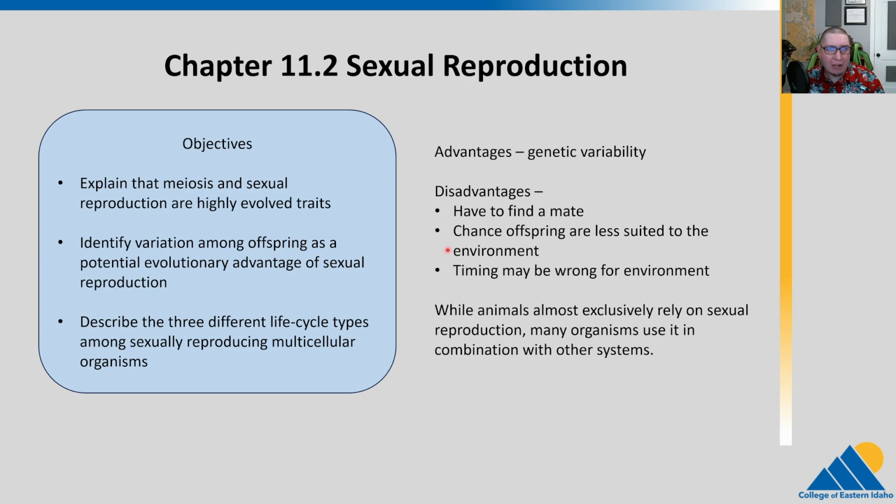So what's the advantage of sexual reproduction? It's really down to genetic variability. It increases genetic variability. But there are many downsides to sexual reproduction. It can be problematic. Different groups of organisms deal with these problems differently, but one of the big disadvantages is you need to find a mate.